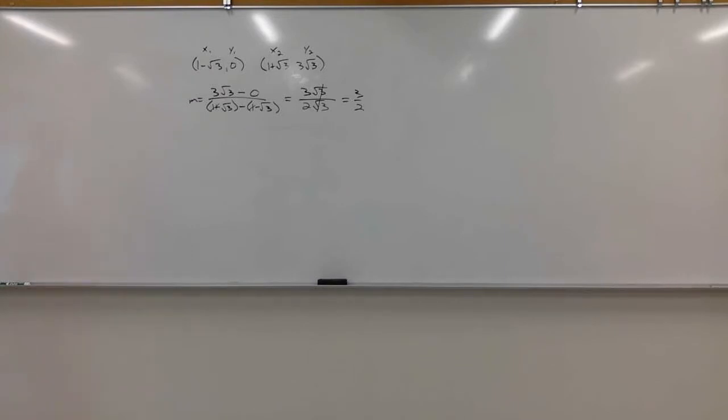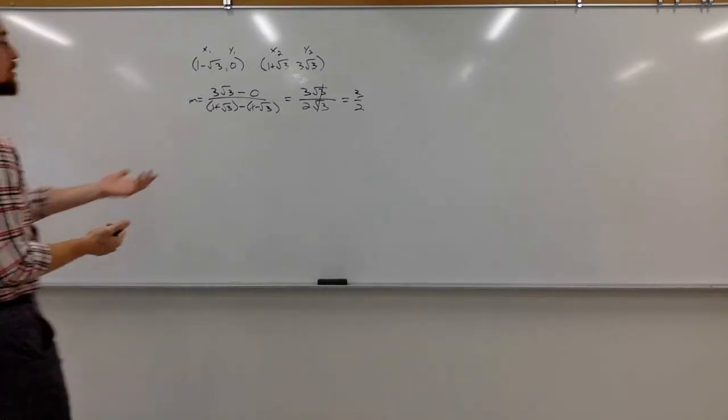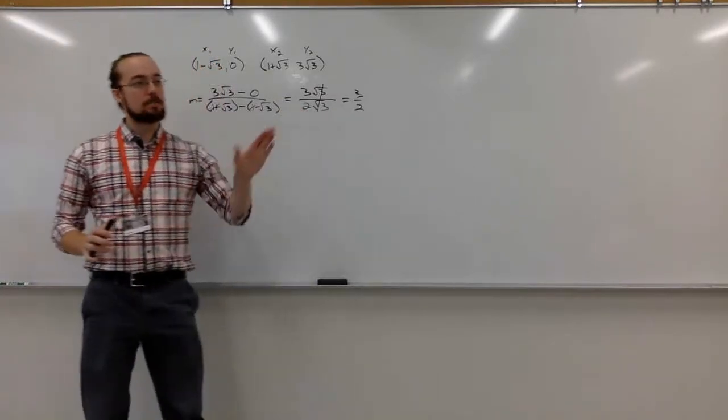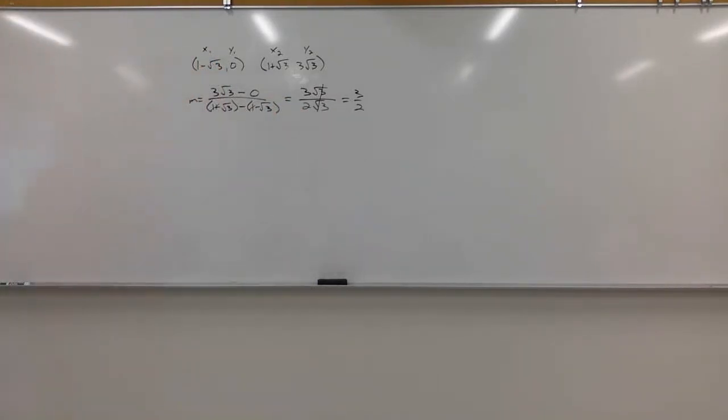And then I guess it does ask you to tell whether that means the line is rising, falling, horizontal, or vertical. So if we get a positive slope, it's rising. Okay. Other questions?